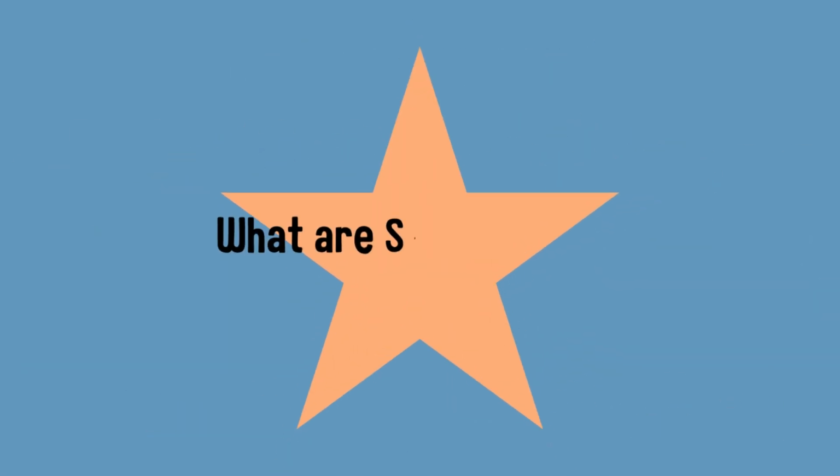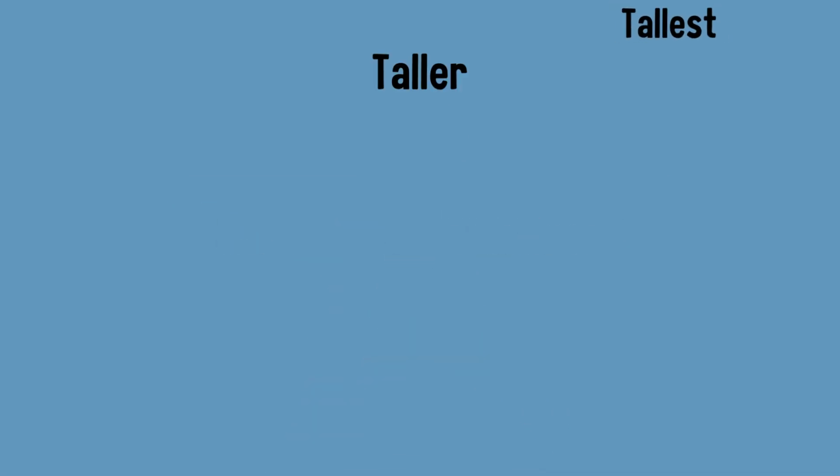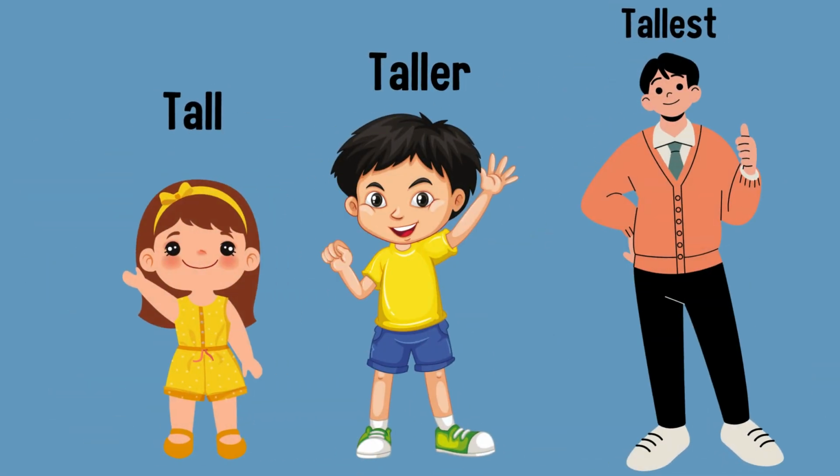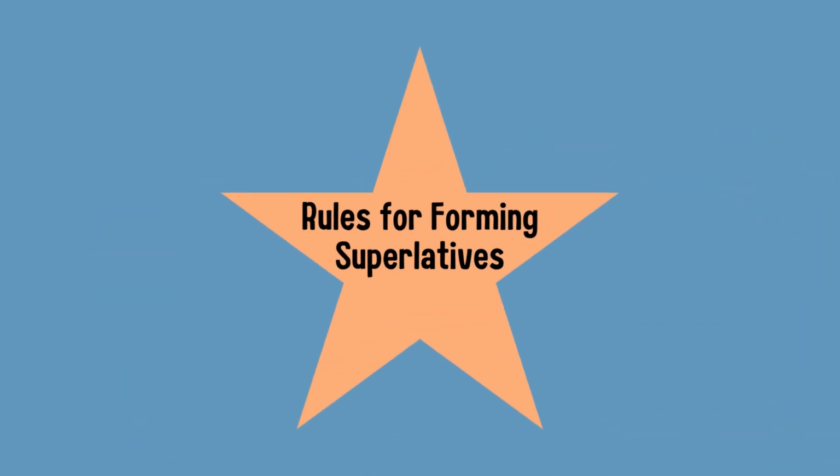Now let's talk about superlatives. Superlatives are used to show that something has the highest degree of quality in a group. For example, if you want to say George is the tallest person in the class, we use the word tallest. To form a superlative, we usually add est to the end of the adjective. So tall becomes tallest. Let's go over the rules for forming superlatives.